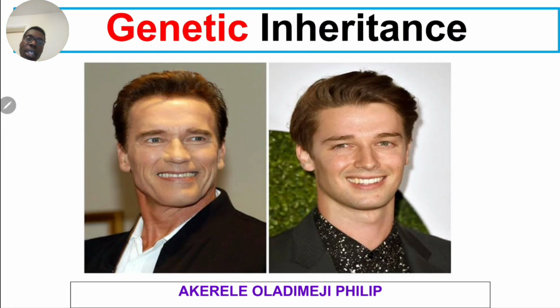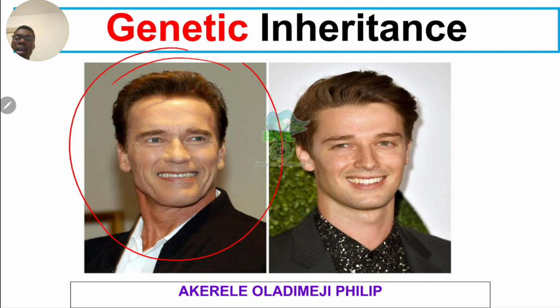Here you are. The next topic is genetic inheritance, and you can see two people that bear some resemblance, I believe. So this is a legendary actor called Arnold Schwarzenegger. Is an Australian, I believe. So this is his son. So genetic inheritance in this context refers to how organisms inherit, or how traits are being transferred from parent to offspring. So in this case, from father to son.